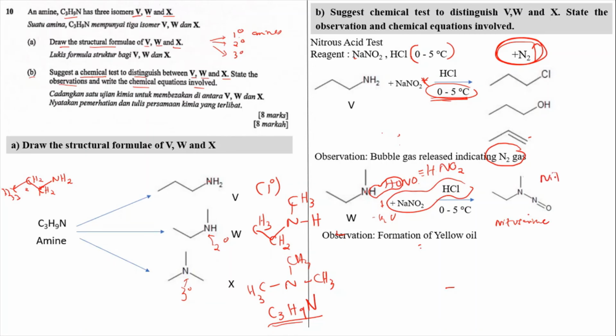Nitrosamine, which allows the formation of the yellow oil.